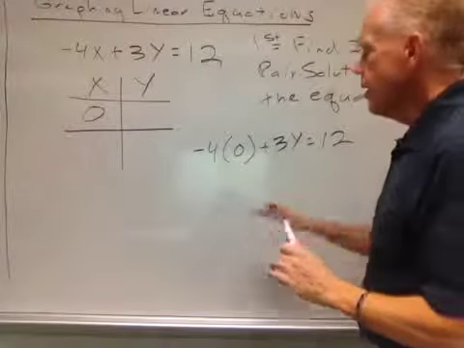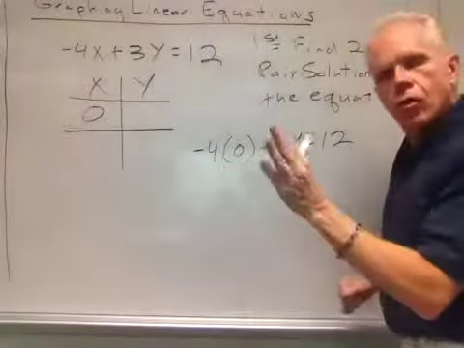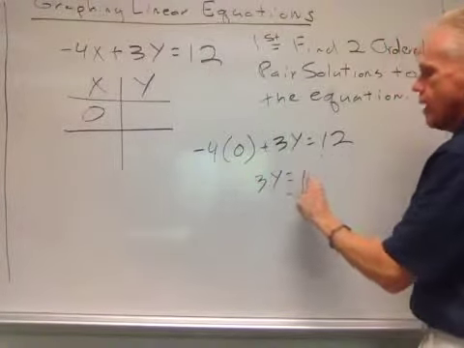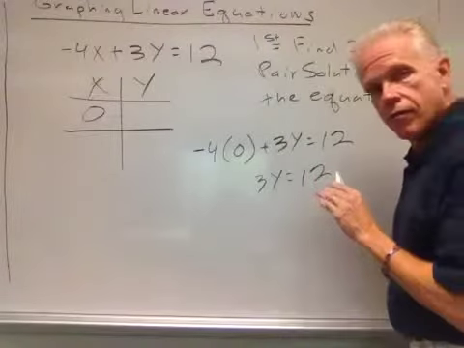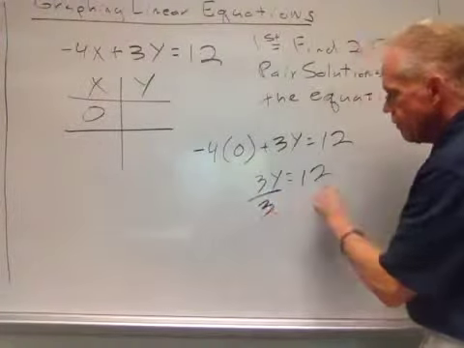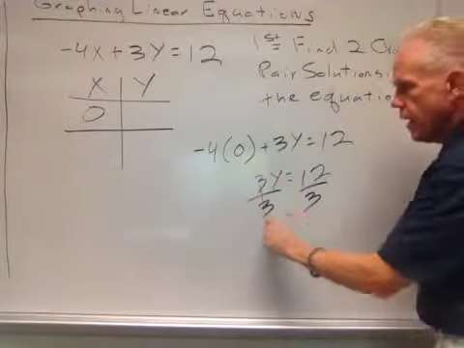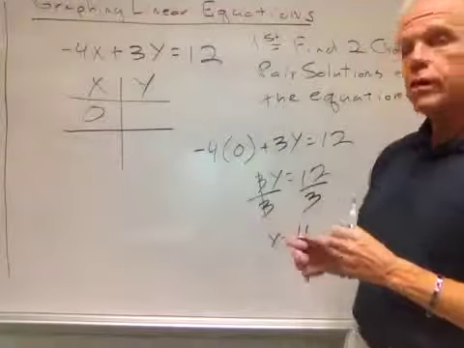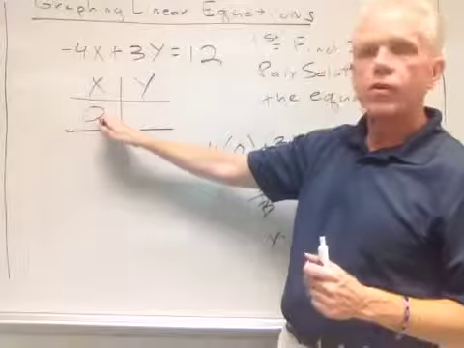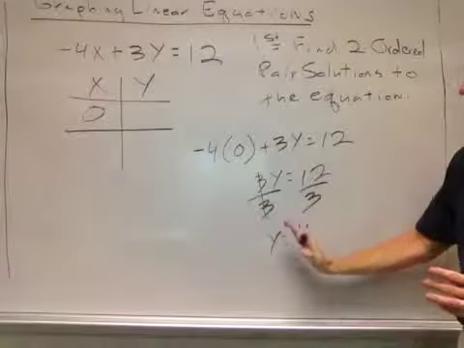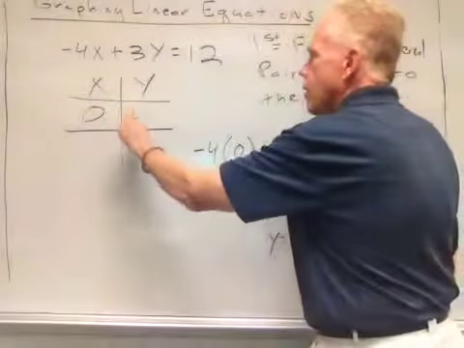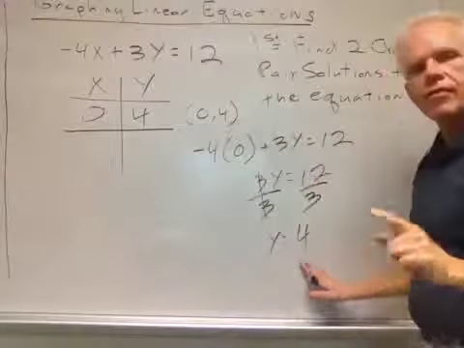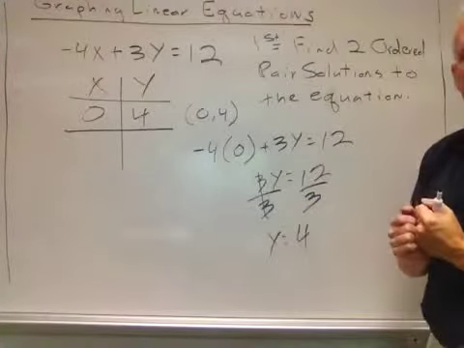All right, so we've plugged in. Let's go on and solve this now for y. Of course, negative 4 times 0 is 0, so that wipes out. We have then 3y equals 12. Now we can solve this for y pretty easily by dividing by 3 and dividing by 3, canceling this, and of course y equals 4. And so when we let the x value be 0, the y value turns out to be 4. So we end up with an ordered pair of (0, 4). That's our first ordered pair solution to this equation.